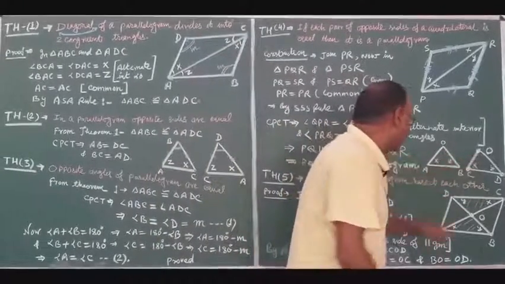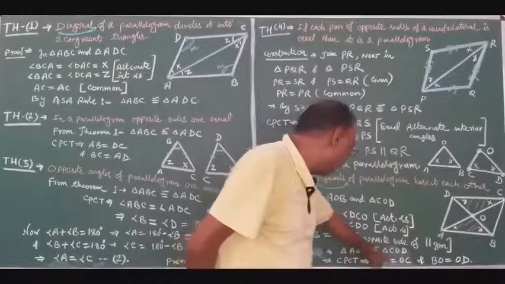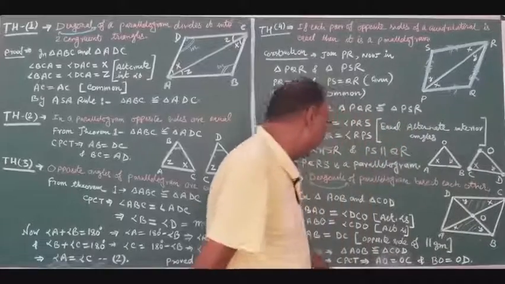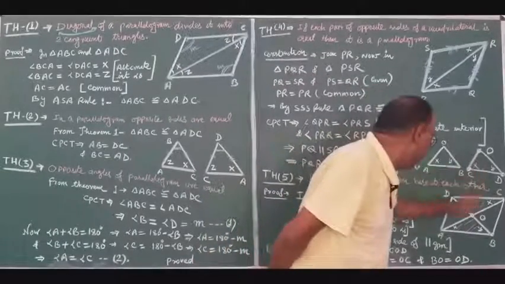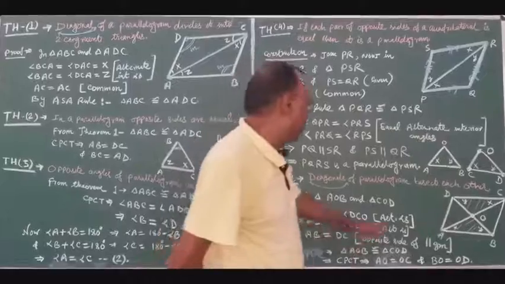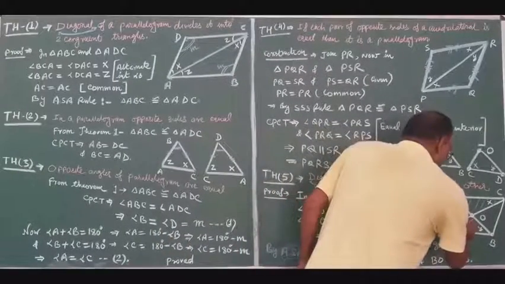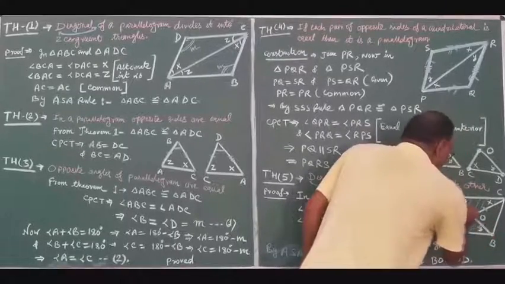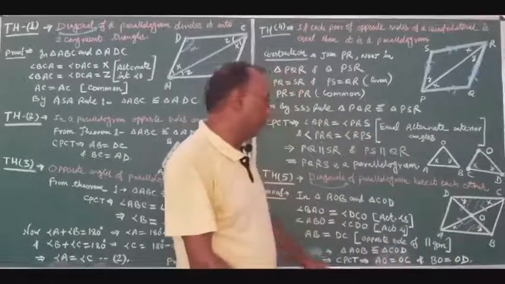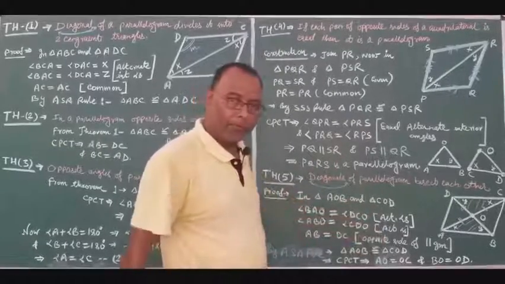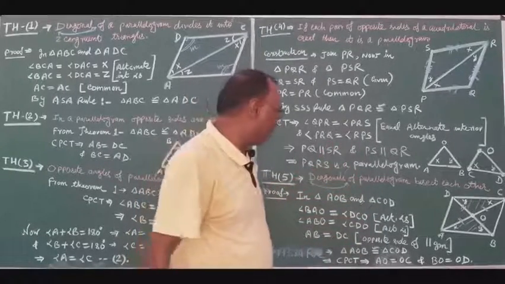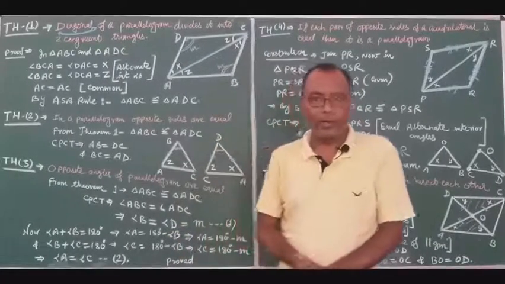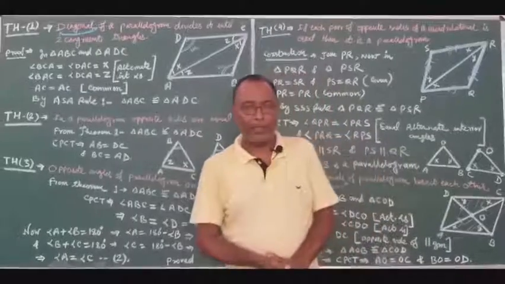Now you can say AO is equal to OC, and BO is equal to DO or OD. AO is equal to this CO and this BO is equal to DO. So this we had to prove, and in this way we can prove that the diagonals of a parallelogram bisect each other.